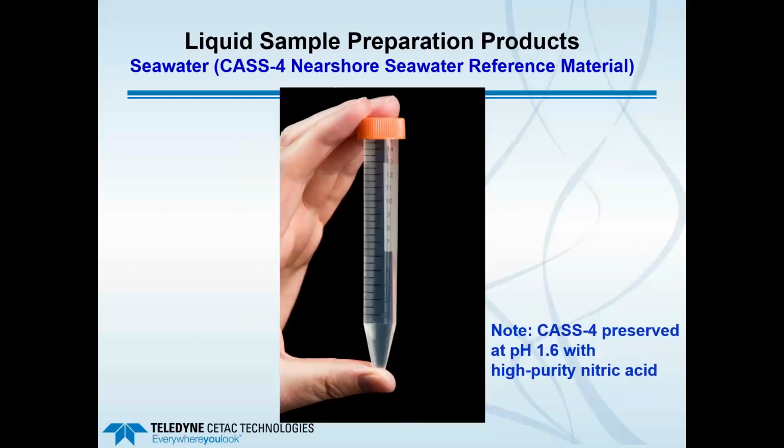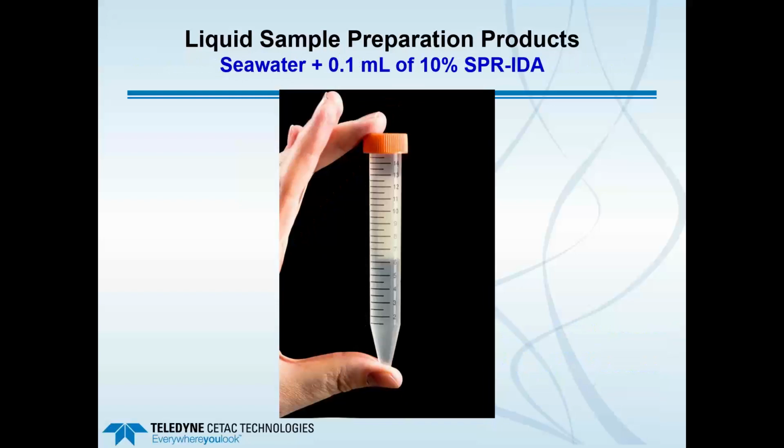So, some pictures just to show you what this looks like in practice. This is simply a 15 ml tube filled up with the CAS4 nearshore seawater reference material. Again, this is from the NRC in Canada, so it's simply a clear liquid that doesn't look that out of the ordinary.